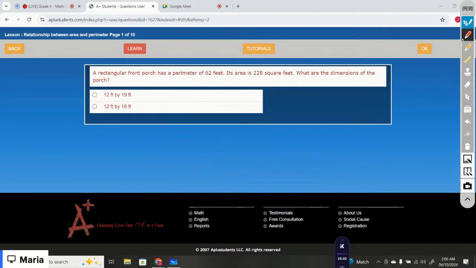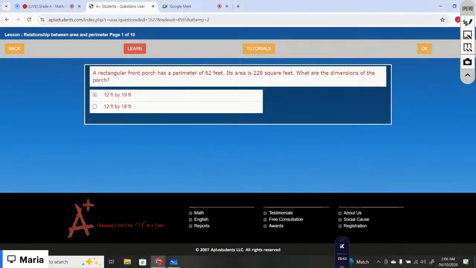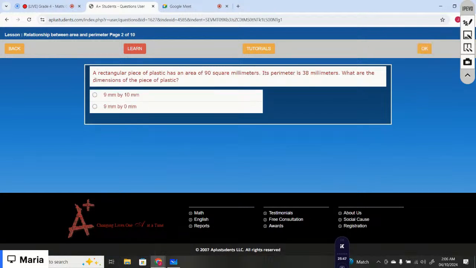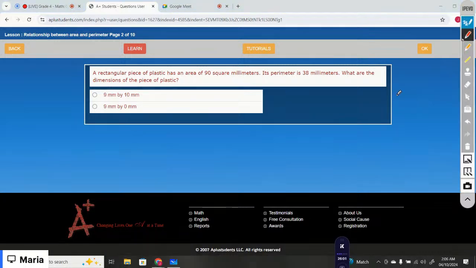Okay, so the correct option is option number 1, that is 12 times 19. Again, a rectangular piece of plastic has an area of 90 square millimeters. If its perimeter is 38, what are the dimensions of the piece of plastic? So you need to find the length and the width of the shape. This is length and this is width. The area given is 90.